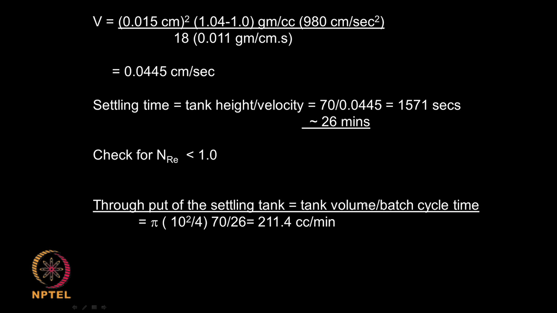Now what is the throughput? Throughput is nothing but the tank volume divided by batch cycle time. The batch cycle time is actually 26 minutes, right, and what is the volume? Volume is a cylindrical vessel, so pi d square by 4 into height, divided by time. Diameter is 10, so you are making it 10 square, and the height of the tank is 70 centimeters, and dividing by the 26 minutes you calculated, it is coming to 211. But if you are assuming 35 minutes settling time instead of 26, you will divide by 35, not 26, so your throughput will come down.